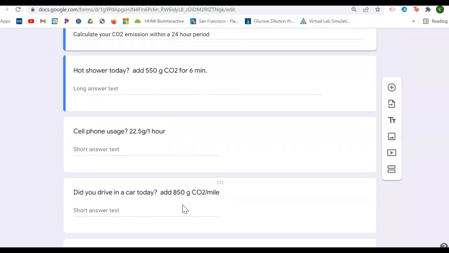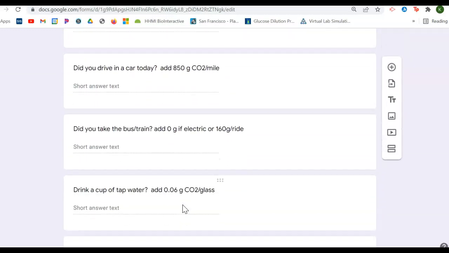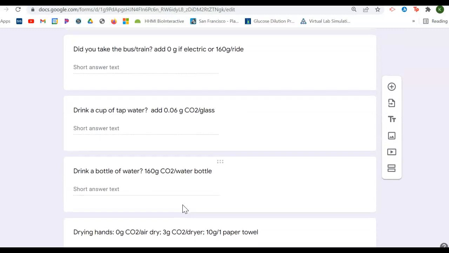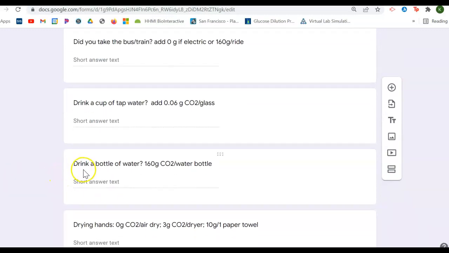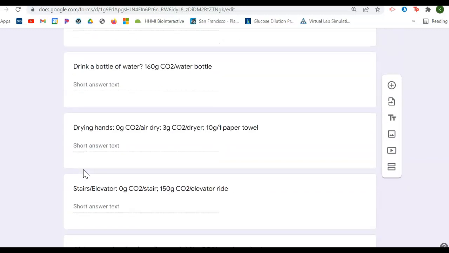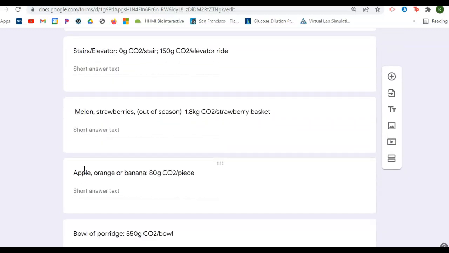There are a couple of terms I want to talk about for your calculations. When it says drink a bottle of water, that means that you are buying a sealed bottle of water from the store, cracking it open for the first time and drinking it. It is not talking about refilling your water bottle, okay? So this is purely purchased water, okay? And I think the rest of them are pretty straightforward.